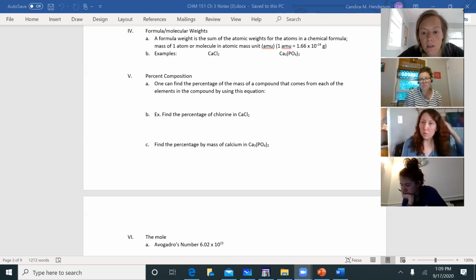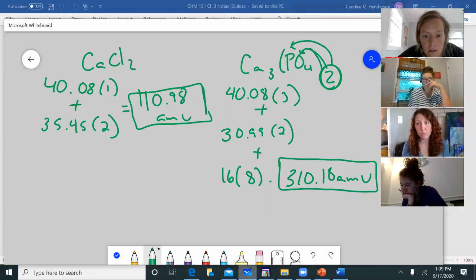Okay, I'm actually just going to do this on the other slide, because annotate is not my friend.